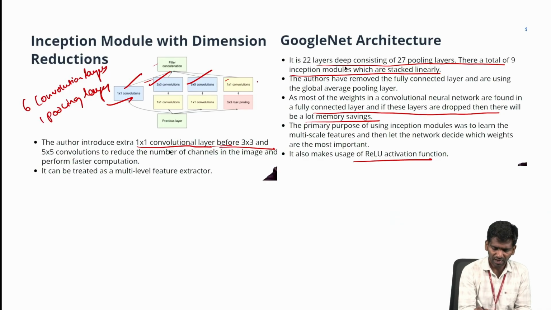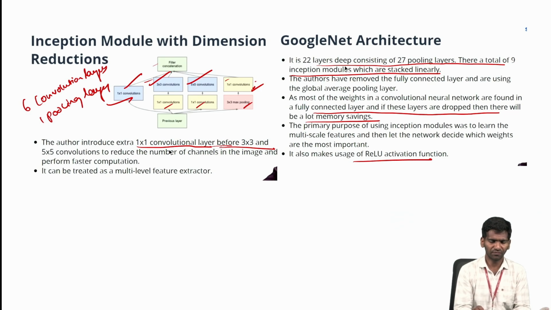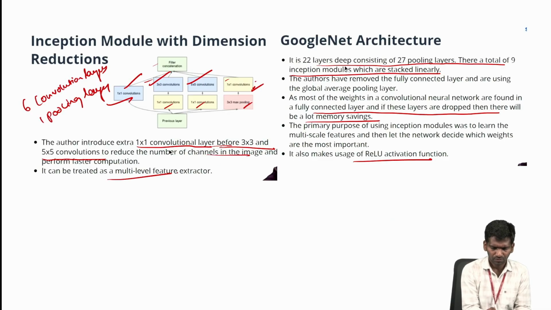On top of that, we are adding extra convolutions in this architecture. So that is the main difference between Inception Net and GoogLeNet. We are adding extra convolution layers, 5x5 convolution, and here also the ReLU activation function is used.